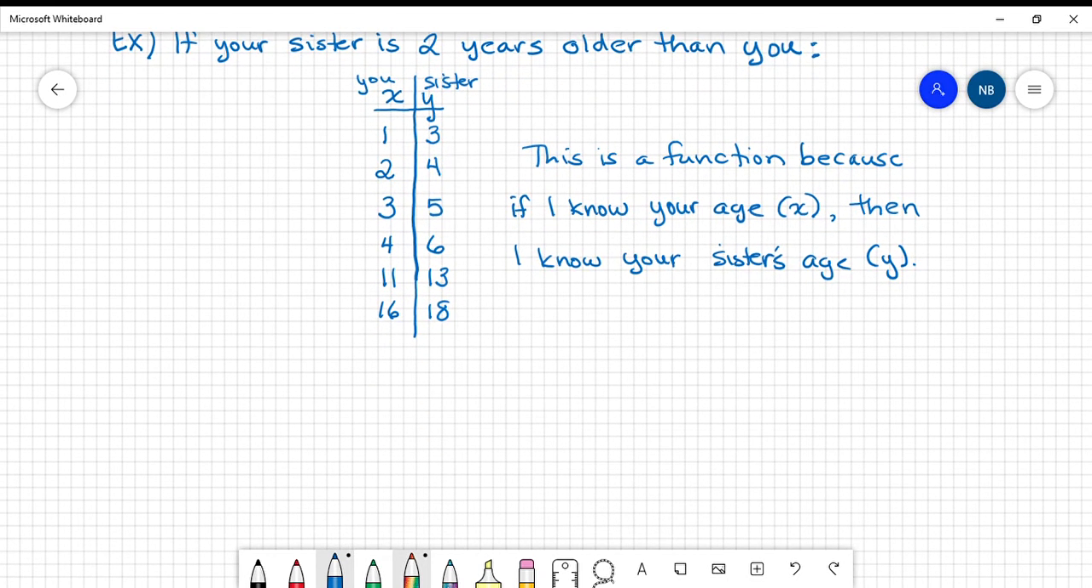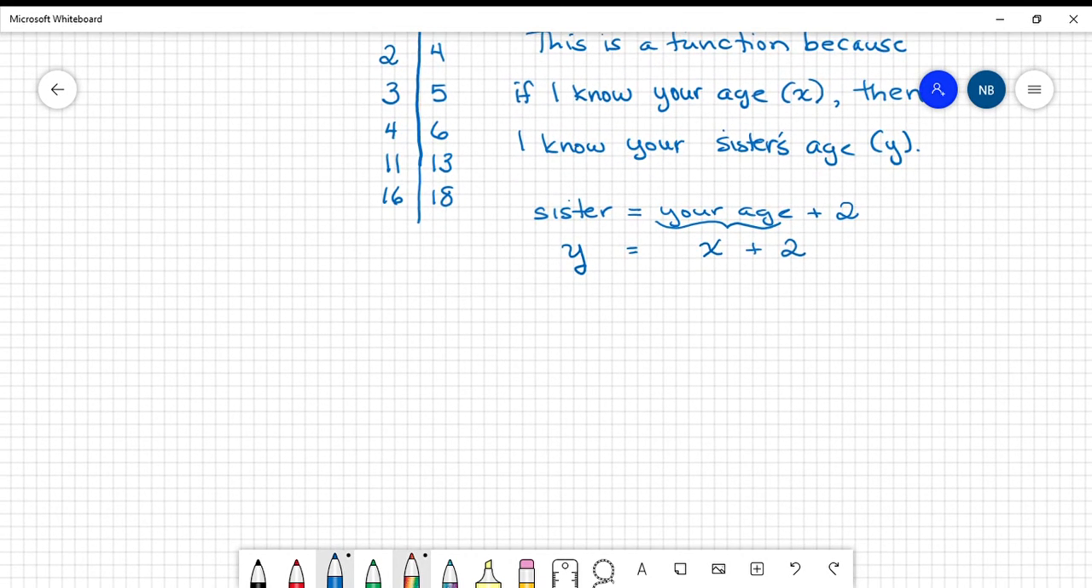We can represent that with an equation by writing that your sister is your age plus 2, or y, which represents sister's age, equals x, which is your age, plus 2. This is a classic algebraic equation. So y is determined by x. Now, the purpose of function notation is to emphasize that y is determined by x.